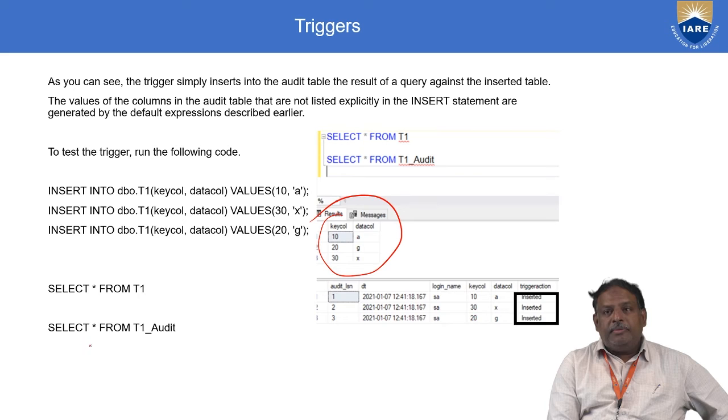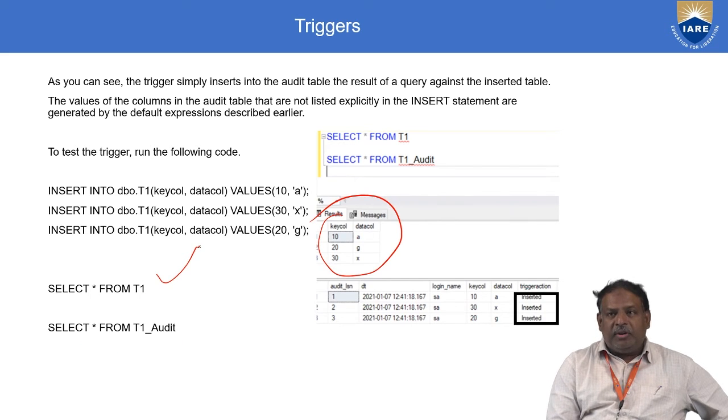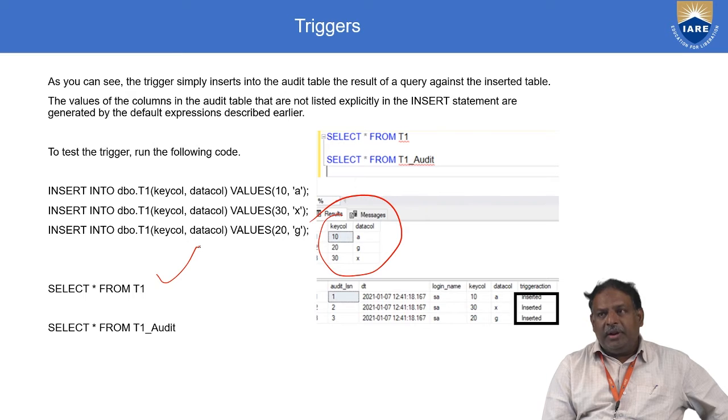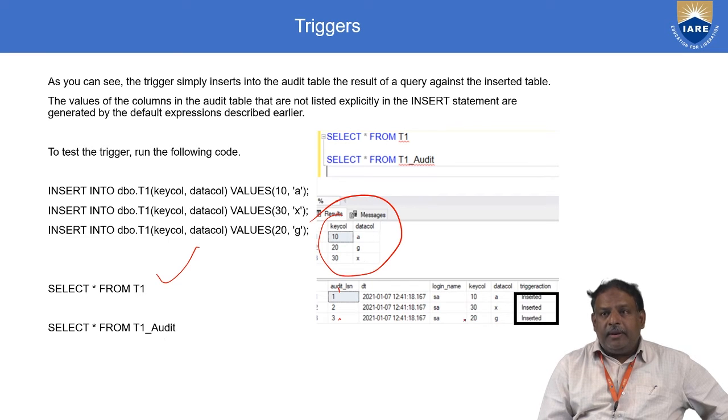Now I have made triggers on the T1 table, after insert and after delete, to insert records into the audit table. You see here in the audit table 1, 2, 3. It inserted 3 records with the timestamp of the time at which these records were inserted. Who's the login? I logged into SQL using SA, and it says inserted.